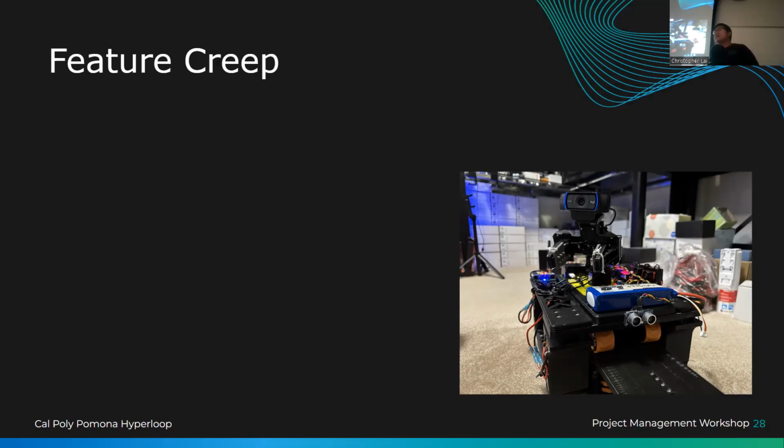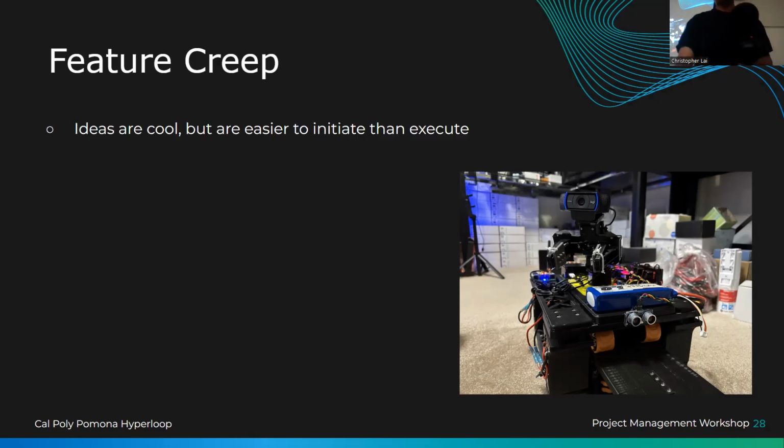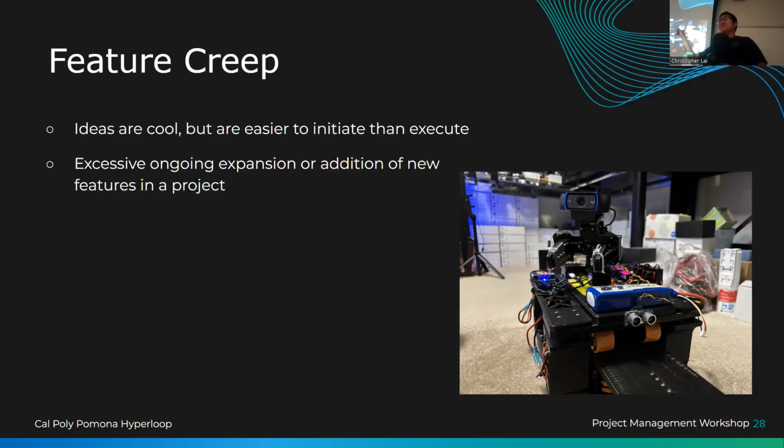This is feature creep. So feature creep is introducing things to your project that aren't really necessary for the scope, but they are there to make it look cooler. And for this case, I actually did need the robotic arm. That's why I put it on there. I didn't just buy a $1,000 robotic arm to put in this pod. I mean, I would love to. Again, ideas are cool. So feature creep is excessive ongoing expansion or the addition of new features in a project.